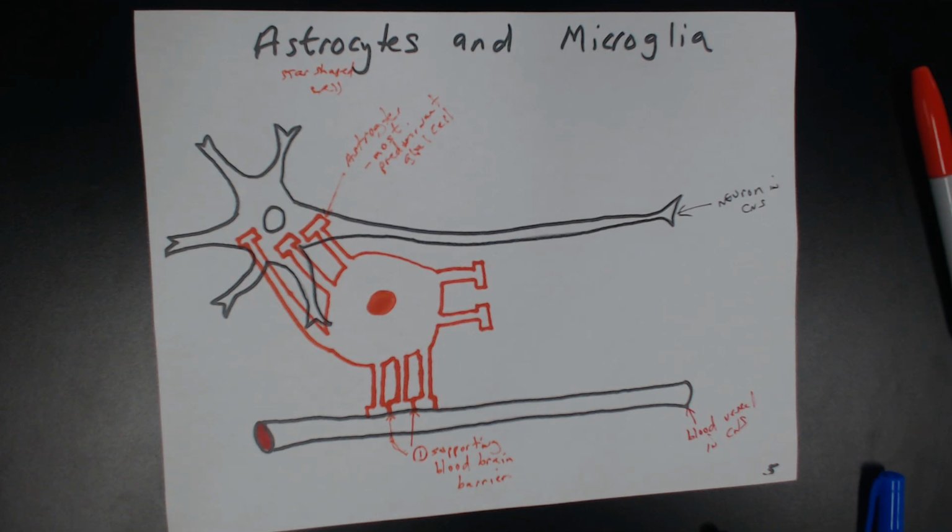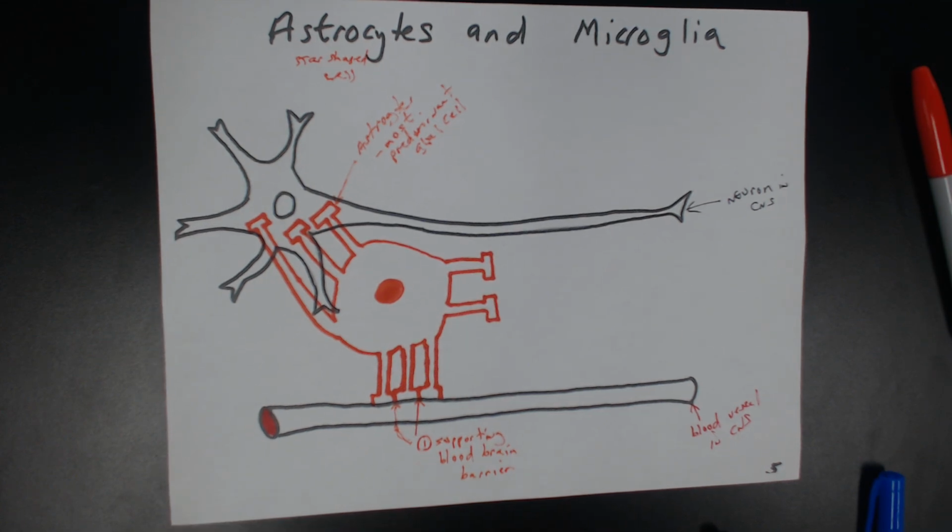The blood-brain barrier is very specific, so you don't want everything wandering into the CNS. There's this very specific thing called a blood-brain barrier that prevents unwanted things from entering into the CNS, and astrocytes are involved in supporting or helping to maintain that blood-brain barrier. It's going to be the first function.